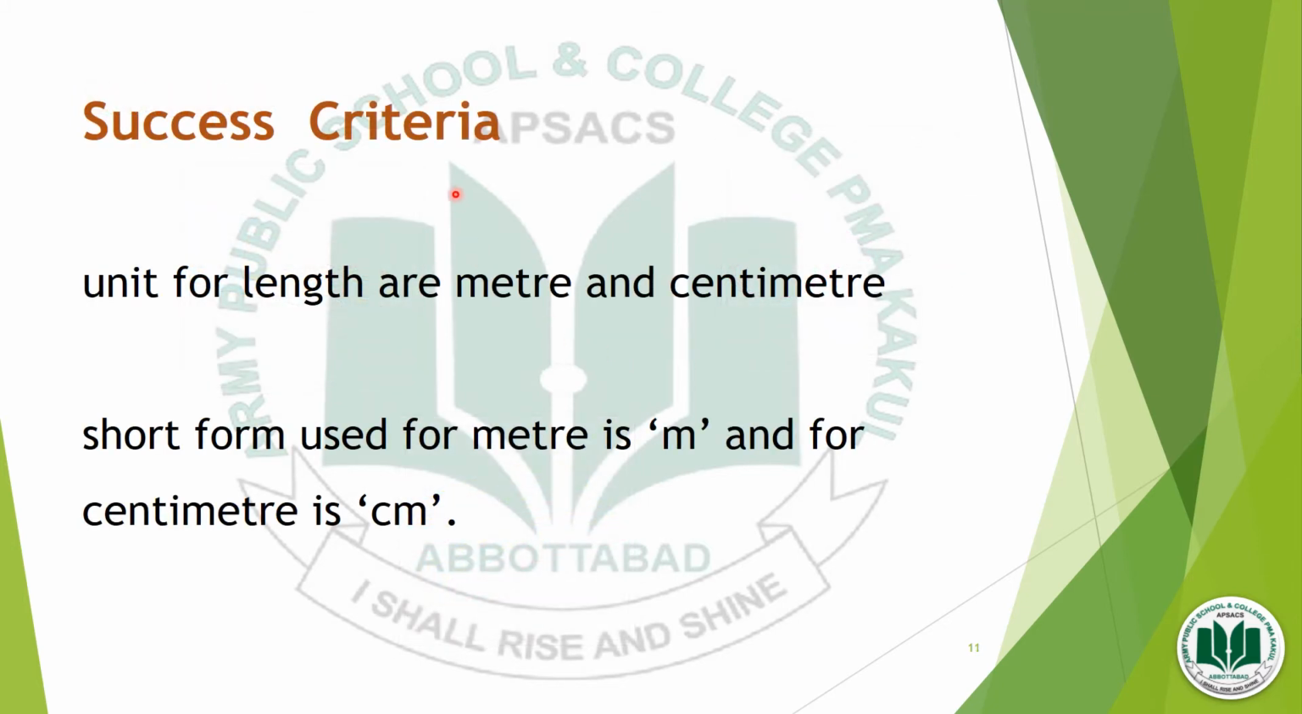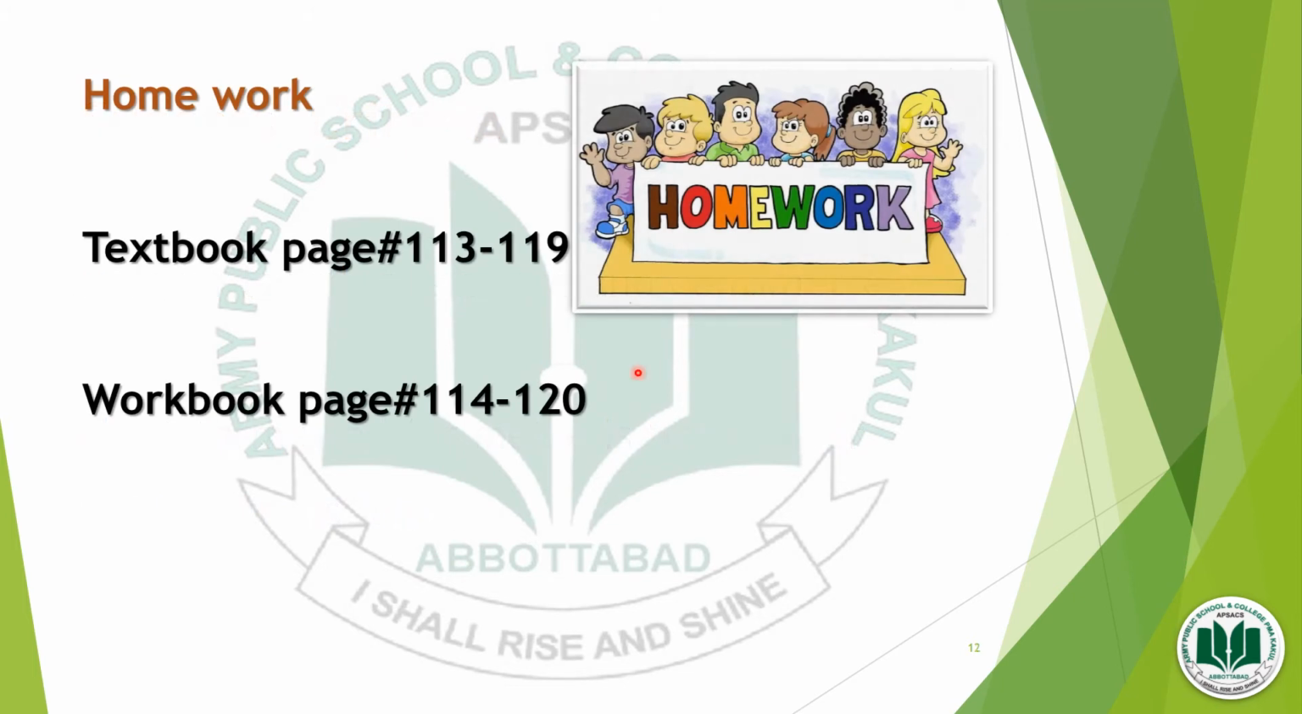Here are some points which you have to remember before starting your written work. The first point is the units for length are meter and centimeter, and the short form used for meter is m and for centimeter is cm. Students, I hope the concepts are clear to you. Now, to show your understanding, you have to do your written work. Your homework is textbook page number 113 to 119, and then workbook page numbers are from 114 to 120.